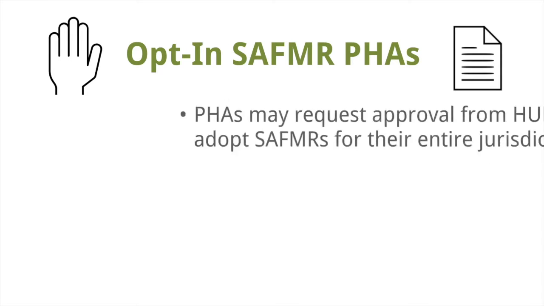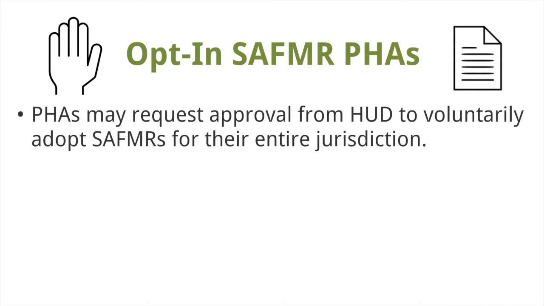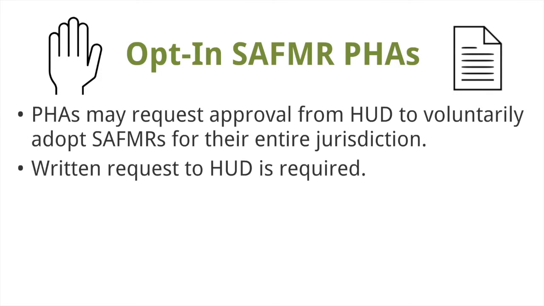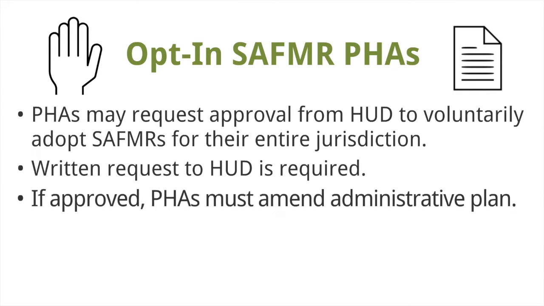PHAs that administer vouchers in a metropolitan area where the adoption of small area FMRs is not required may request approval from HUD to voluntarily adopt small area FMRs. PHAs that choose to adopt small area FMRs must submit a written request to their local HUD Office of Public Housing. Opt-in small area FMR PHAs that are approved by HUD must amend their administrative plan, stating that it will operate according to small area FMRs and identify any policies adopted to implement small area FMRs.